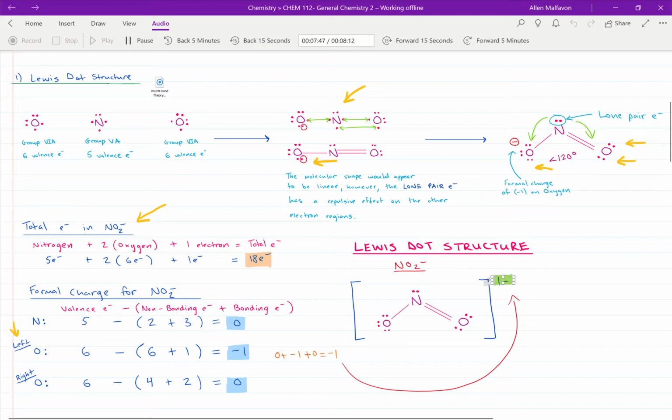So these here in blue, I will write it out. So we have 0 plus -1 plus 0 is equal to -1. And this agrees with the formal charge for the anion that is found outside the brackets in my Lewis dot structure.